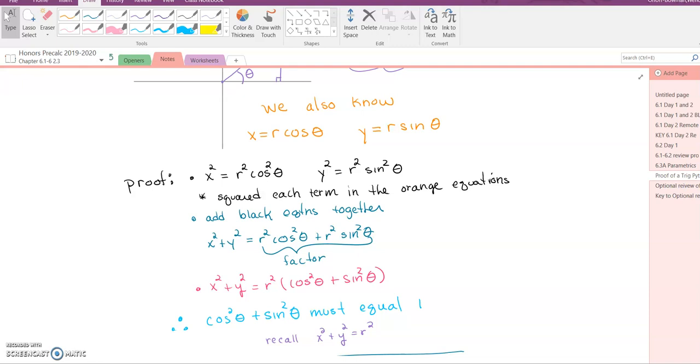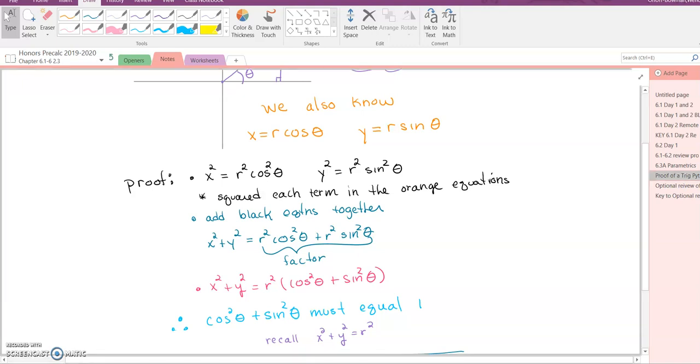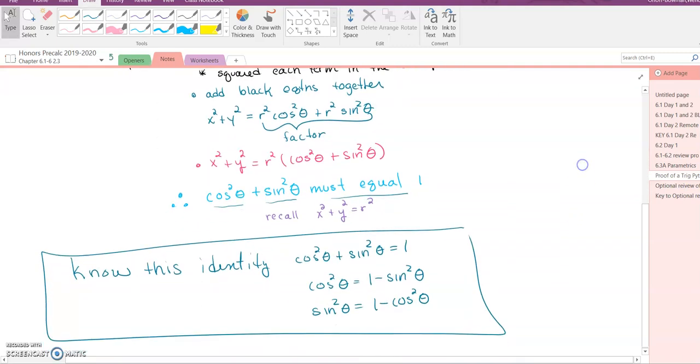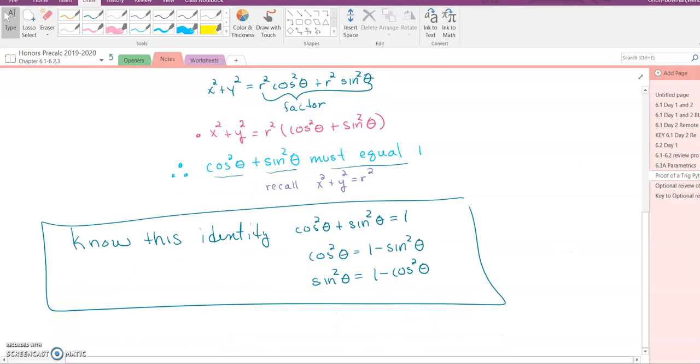So I'm referencing colored equations just to help us follow along. You can see that x squared equals r squared cosine squared theta and y squared equals r squared sine squared theta. I end up adding those equations together. I do some factoring, and in the end, I prove that cosine squared theta plus sine squared theta must equal 1. You need to know this identity and the manipulations of it. I'm hoping we can circle back at some point in time and go through many of the trig identities.